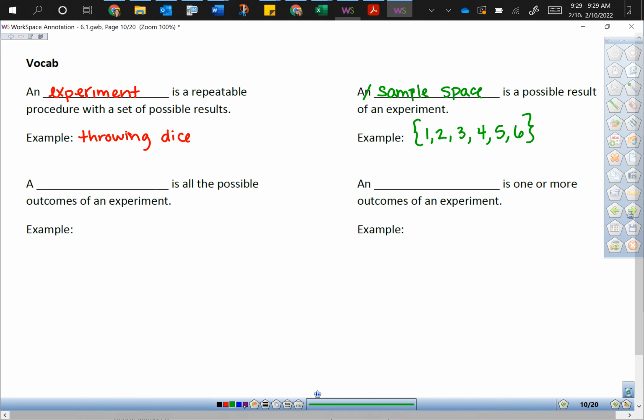Okay? Now this one, man, my grammar is terrible when I make this. It should have an N. An outcome is all the possible outcomes of an experiment. So, an example would be rolling a 6. That would be an outcome of rolling a die. Right, Keaton?